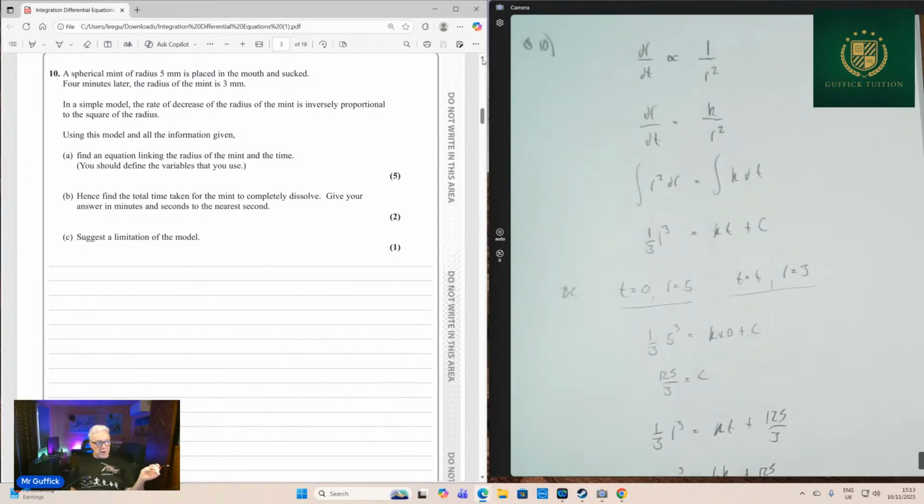So when we integrate it, hi there, Blue. Thank you for saying hi there. That's good. So I'm just going over some differential equation questions. If you have any questions on what I'm going through, please do let me know.